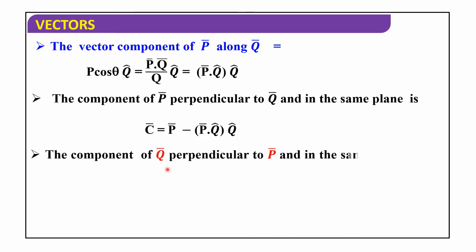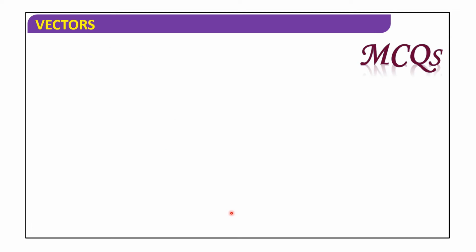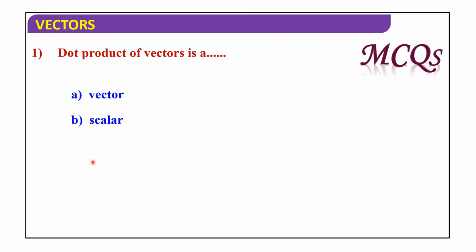The component of Q bar perpendicular to P bar and in the same plane is D bar, that is equal to Q bar minus (Q bar dot P cap) P cap. Now I'll discuss MCQs. Dot product of vectors is a vector, scalar, tensor, none of these. Dot product of vectors is a scalar.